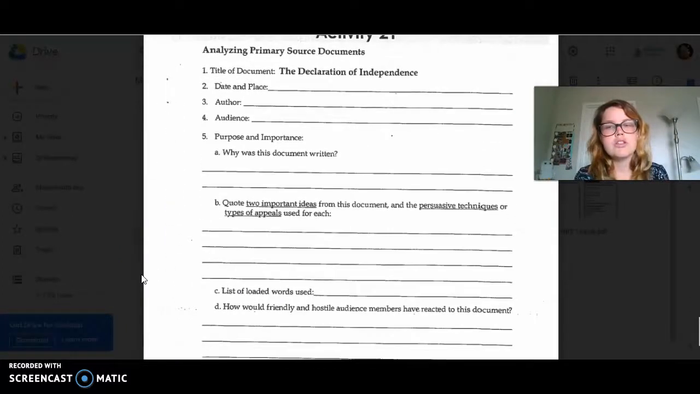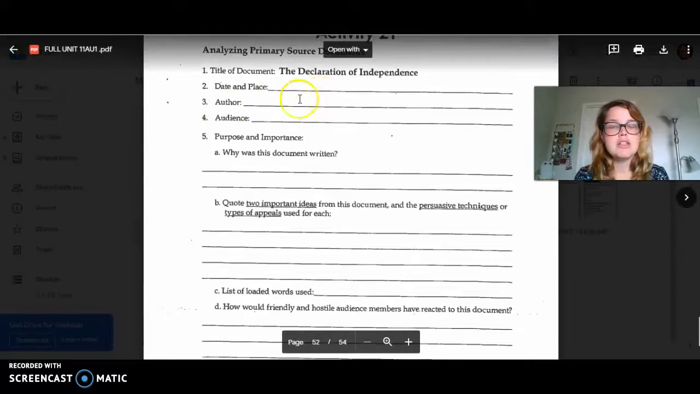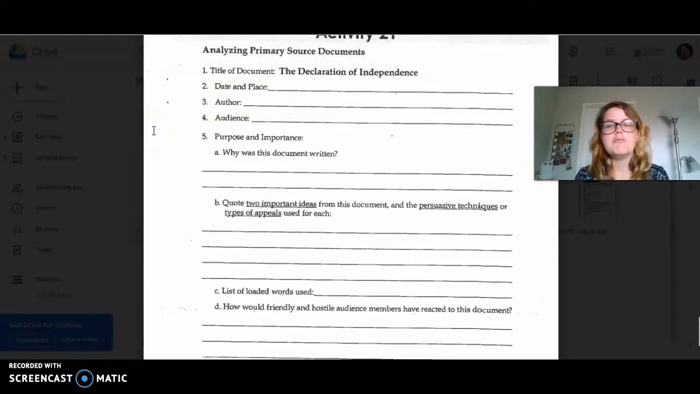So first things first, title of the document. The first one you're going to do is for the Declaration of Independence. You're going to put the date and the place. So where was this written and what time? That would be like July 4th, 1776. And then place. Where did it take place? Was it in Virginia? Was it in Washington, D.C.? Was it in Texas? No, it wasn't in Texas, right? Someplace else.